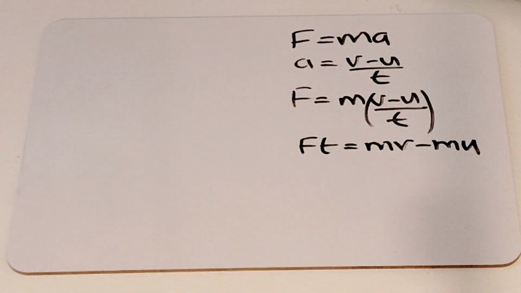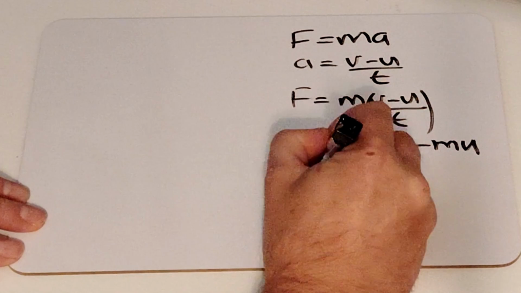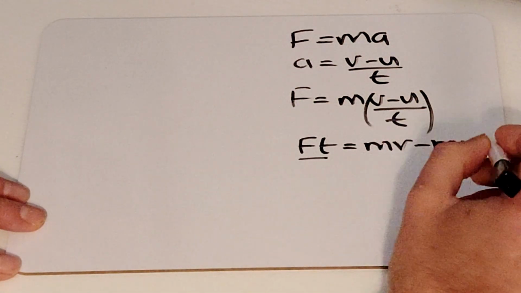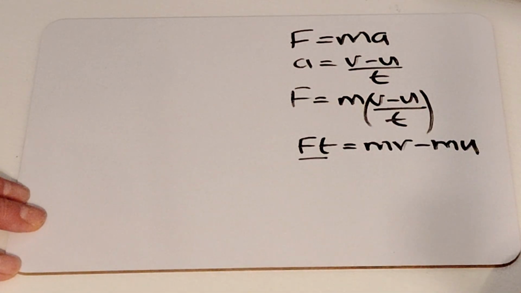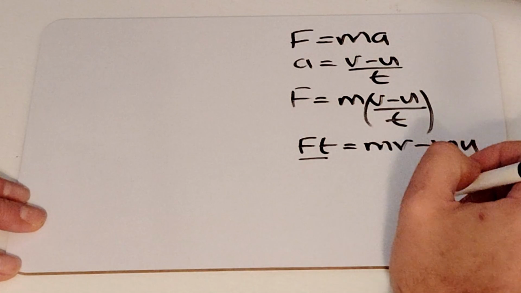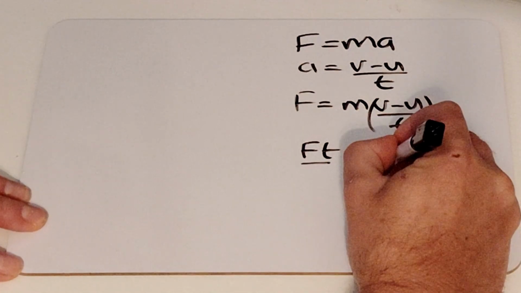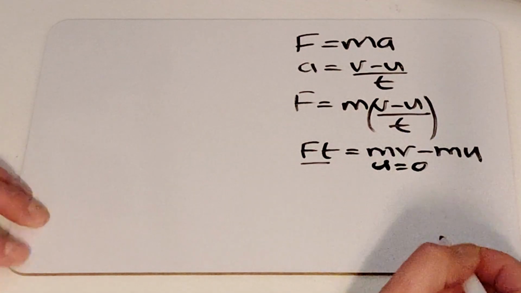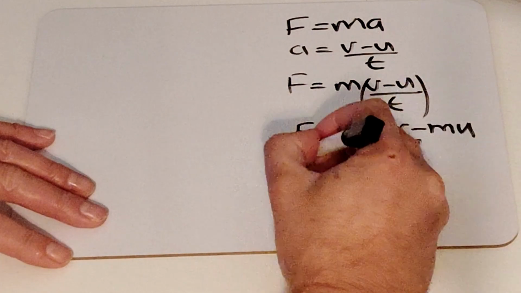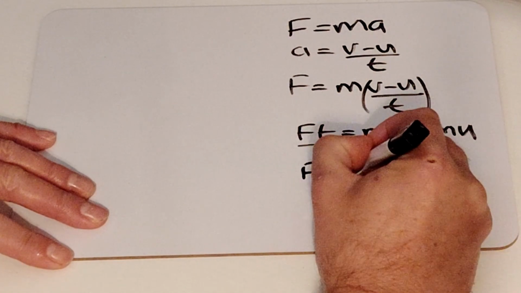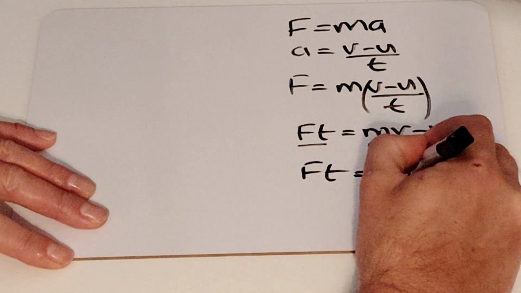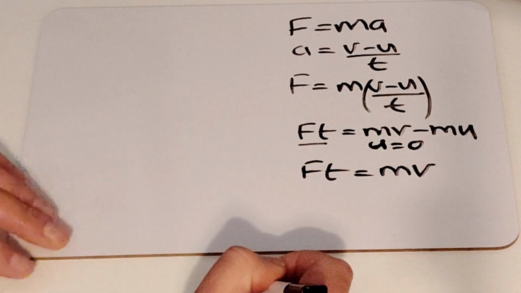Okay, so you may recognize this. This is called impulse. Impulse is the force times time quantity, and we have on the right hand side mv minus mu, which is our change in momentum. Now, we know that u is equal to 0, which is our initial velocity, so the force-time equation or impulse equation simply distills down to Ft equals mv.